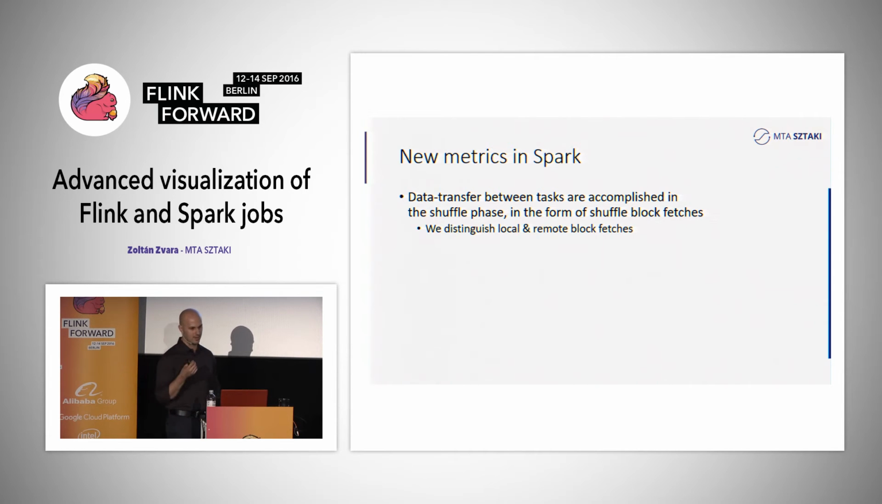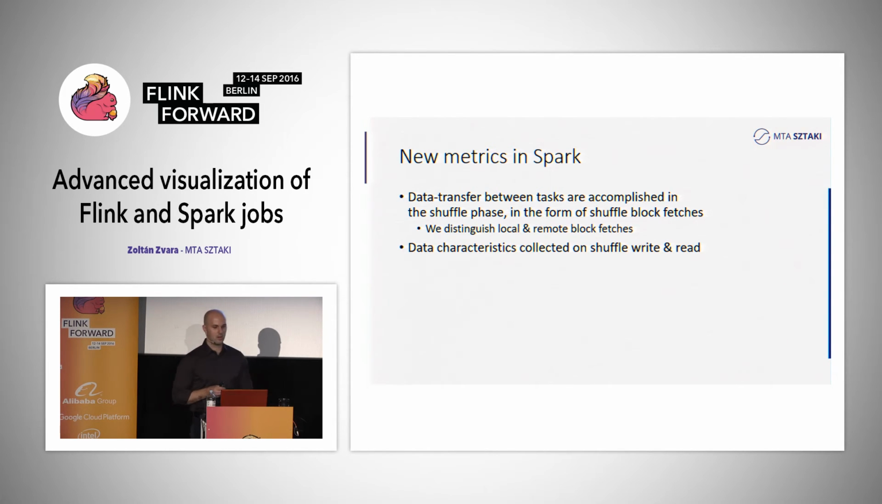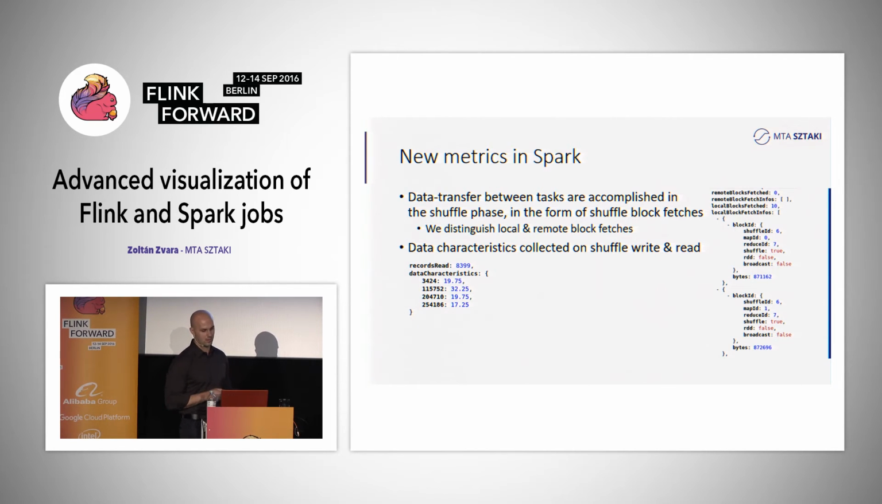Now, as for Spark, we know that we have this global synchronization between the stages. And what's going to happen is that we are going to have a bunch of shuffle block fetches. And of course, here we can distinguish local or remote block fetches as well. In Spark, we are collecting the data characteristics on input and output, on shuffle write and read as well.